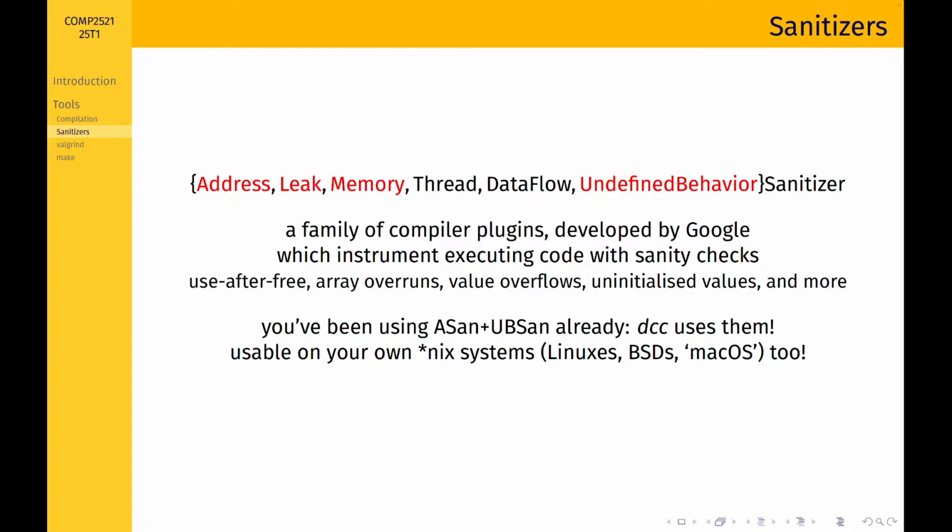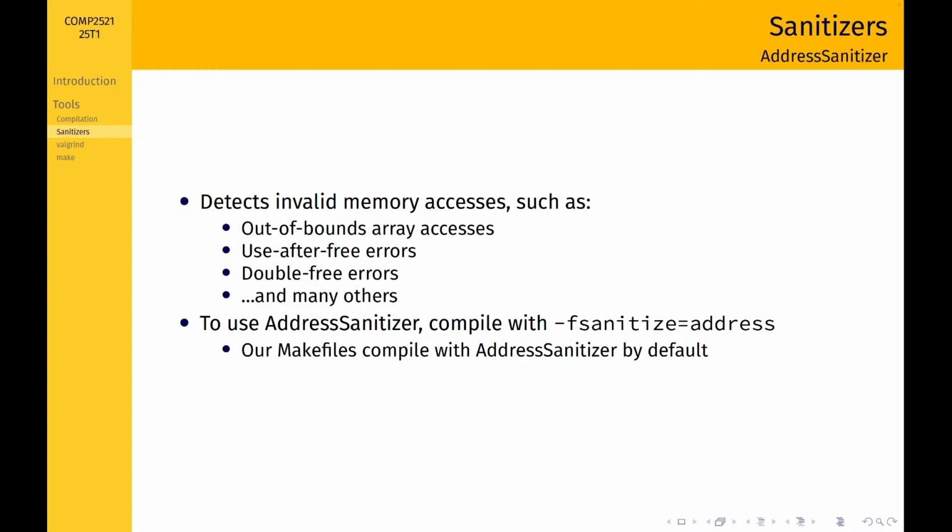Okay, and we'll talk a little bit about what each of them do. So first of all, address sanitizer detects invalid memory access. So this is things like out of bounds array access. If you declare an array of size 10 and you try to access index 10, that's not valid. So address sanitizer will catch that.